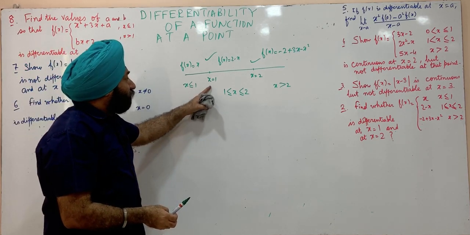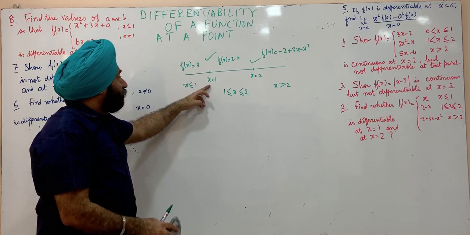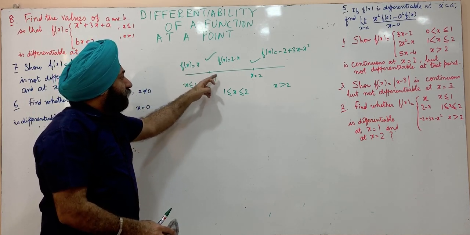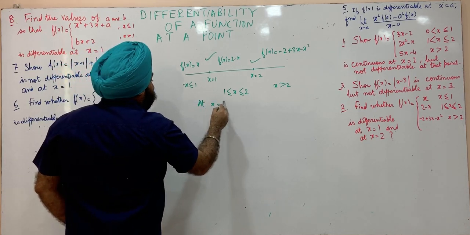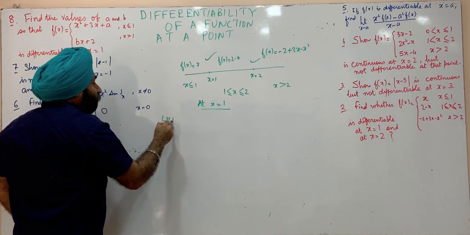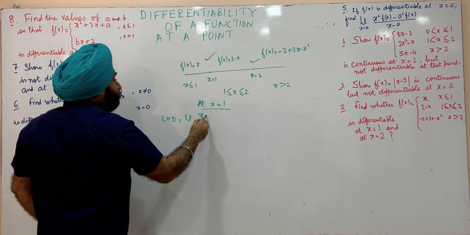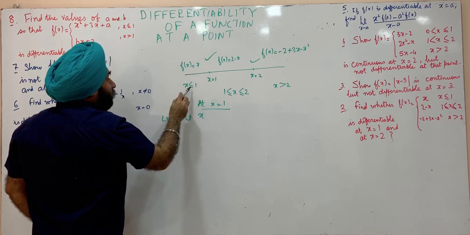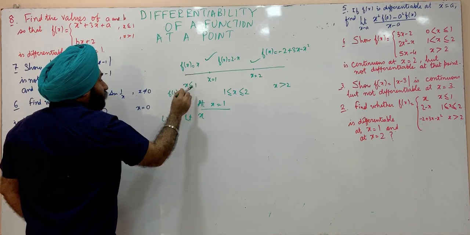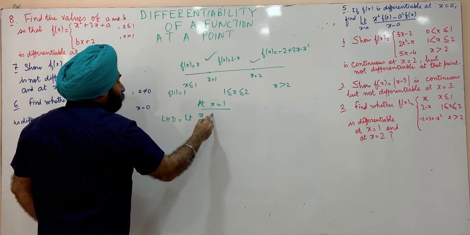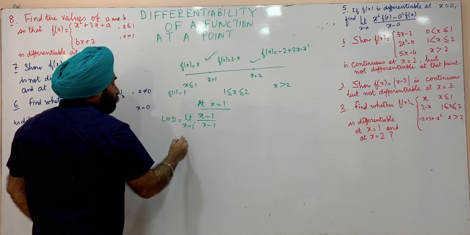So we will be finding out left hand derivative at 1, right hand derivative at 1. Left hand derivative at 1 is given by this, right hand derivative by this. So first of all, at x is equal to 1, left hand derivative, that's limit of f of x, which is x, minus f of 1. F of 1 is equal to 1, on this side, so we will put x is equal to 1 here. f of x minus f of 1 upon x minus 1 as x approaches 1 minus, this is 1.